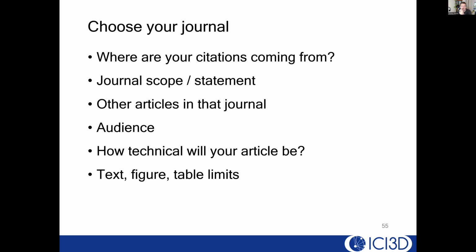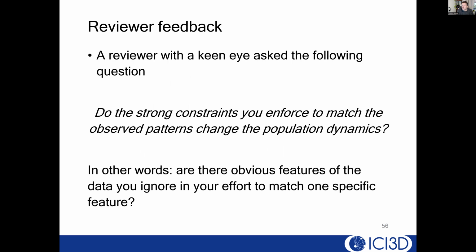Okay, I'm going to go back to one other thing. We sent this paper to, I think we just sent it to Epidemics. We got reviewer feedback asking, we'd forced these constraints. This kappa was very large. Do the strong constraints we enforce to match the observed patterns change the population dynamics? Like, is it very obvious that once you've forced overlapping movement to be so high to match your patterns, did you completely ignore the fact that it would be really obvious that's what's going on?